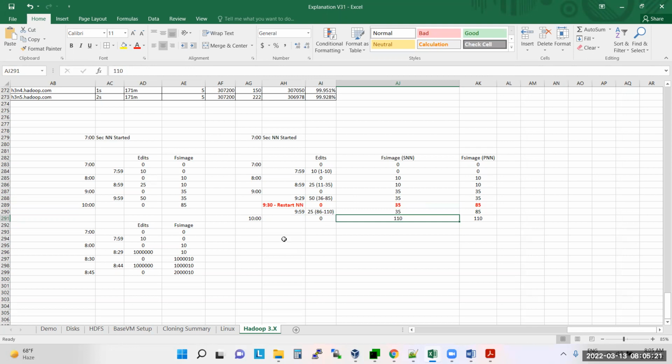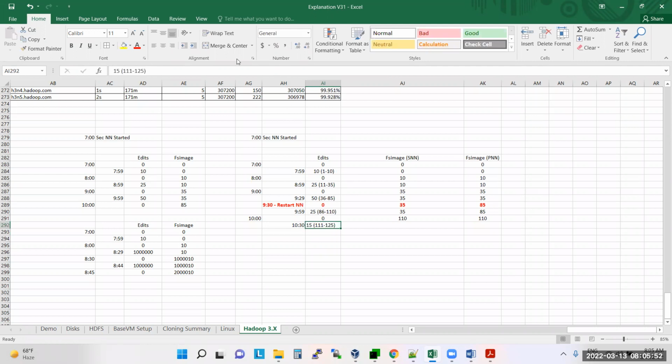Now the question is, let's say the time is now 10:30. Take it like 10:30. Now you have again an extra 15 edits that came. What are the numbers for 15? Up to 125. Yes or no? Extra 15 means 111 to 125. Now 10:30, so now 10:31.